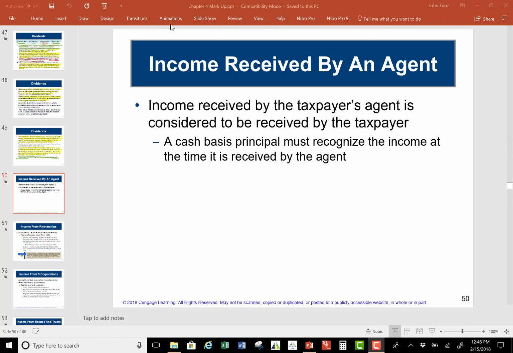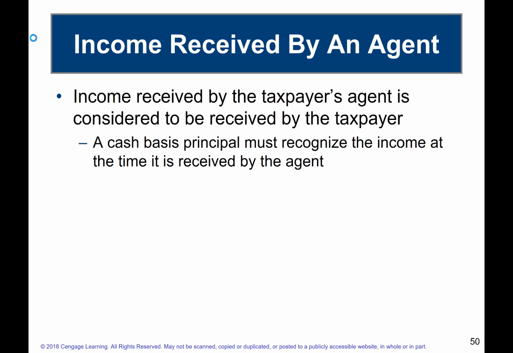The remainder of the slides here for chapter 4. Okay, and we had kind of finished up with the dividend discussion, and then we were coming up on income received by an agent.